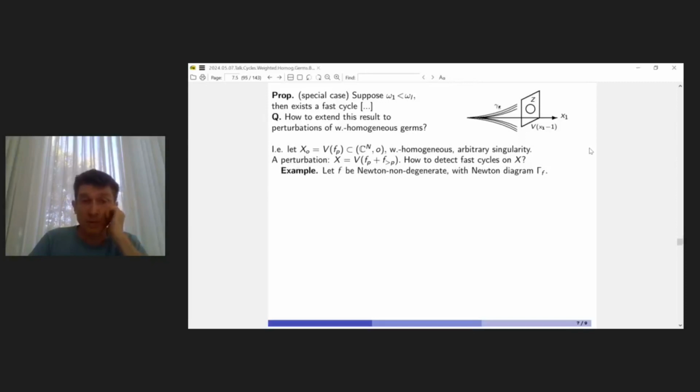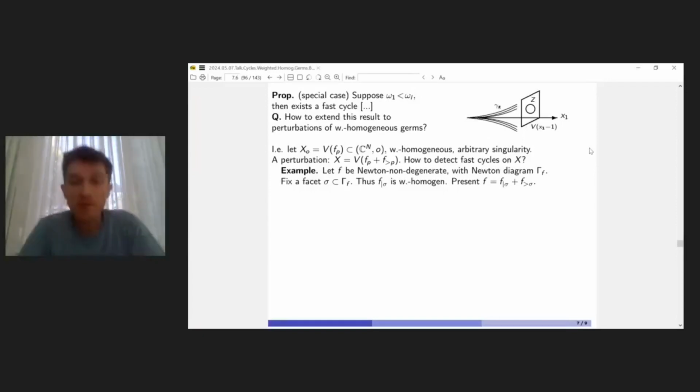So here's an example. Suppose F is Newton non-degenerate, which is a rich enough class of hypersurface singularities, and take the Newton diagram and fix a facet, the face of top dimension. Then the restriction of the function onto this face of top dimension is weighted homogeneous. And then we can present the function as its weighted homogeneous part plus higher order terms.